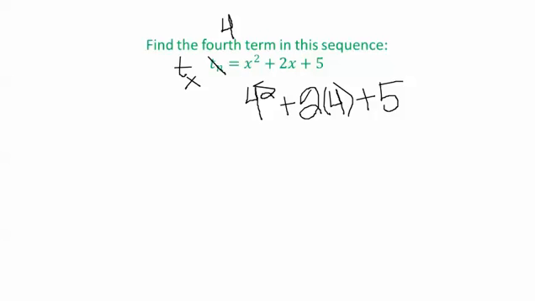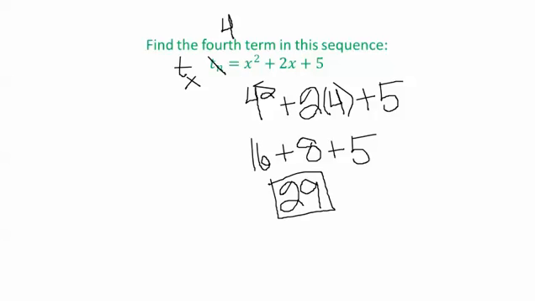Order of operations, I do exponents first. 4 squared gives me 16. Then I'm going to multiply. 2 times 4 is 8. And I have 16 plus 8 plus 5, which gives me 29. So if they had given me a sequence, like on the page before, this would have been the 4th number that was listed.